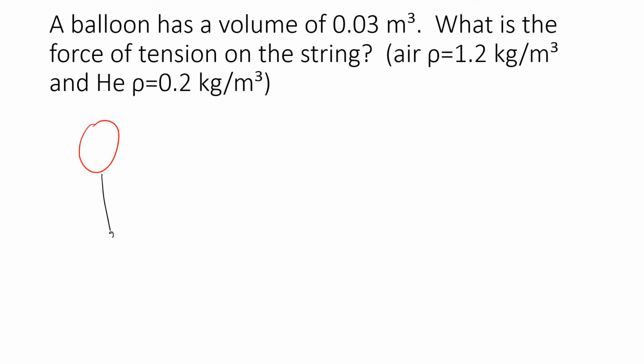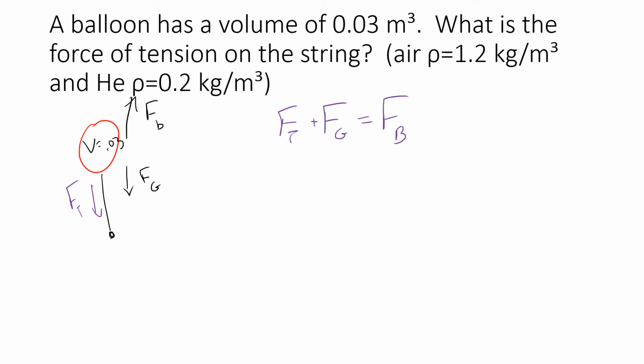Okay, so here's my balloon. So the balloon has two forces on it. The first one is the force of buoyancy. The second one is the force of gravity. It's got a volume of 0.03 meters cubed. All right, let's figure it out. Oh, there's one more force, my bad. One more force is tension. The force of tension is pulling it down, right? So this means that the force of tension plus the force of gravity is going to equal the force of buoyancy. That should make sense. The heavier it is, the less tension it'll need because it's getting pulled down. So we need to solve for force of tension. So force of tension is going to equal force of buoyancy minus the force of gravity.